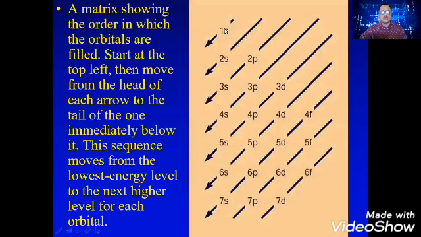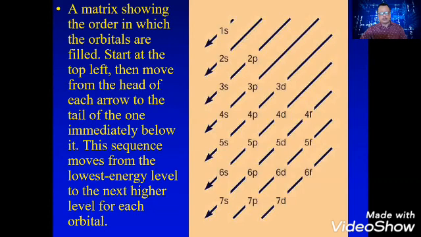The electron will first enter the 1s orbital, and after that, it will enter the 2s orbital, and after 2s, it will enter 2p, then 3s, then 3p, then 4s. After 4s, the electron will go to 3d, then 4p, then 5s. So this is a diagram by which you can find out the order of filling the sub-energy levels by the electrons. The electron will fill the sub-energy levels in order of increasing energy. The electron will prefer to occupy the next higher energy level only when the lower energy level is completely filled.